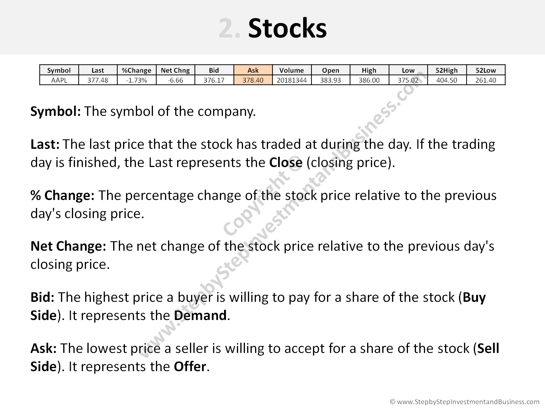On the other hand, the ask is the lowest price a seller is willing to accept for a share of the stock. The ask is also called sell side, and it represents the offer. So, the ask is the best price a prospective seller is willing to accept for a share of the stock. The bid represents the demand. The ask represents the offer.